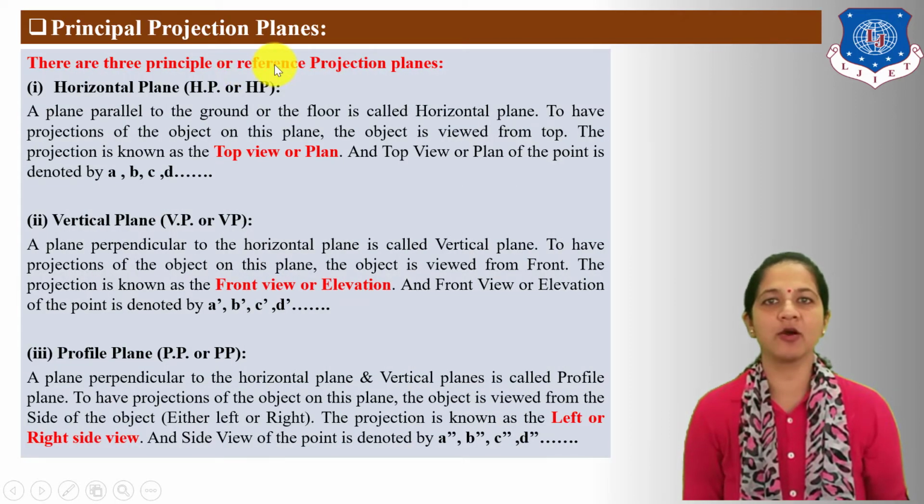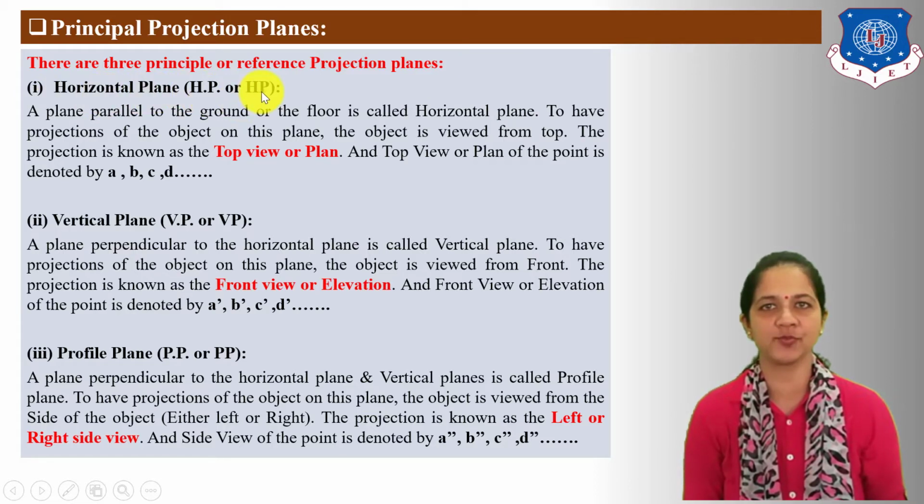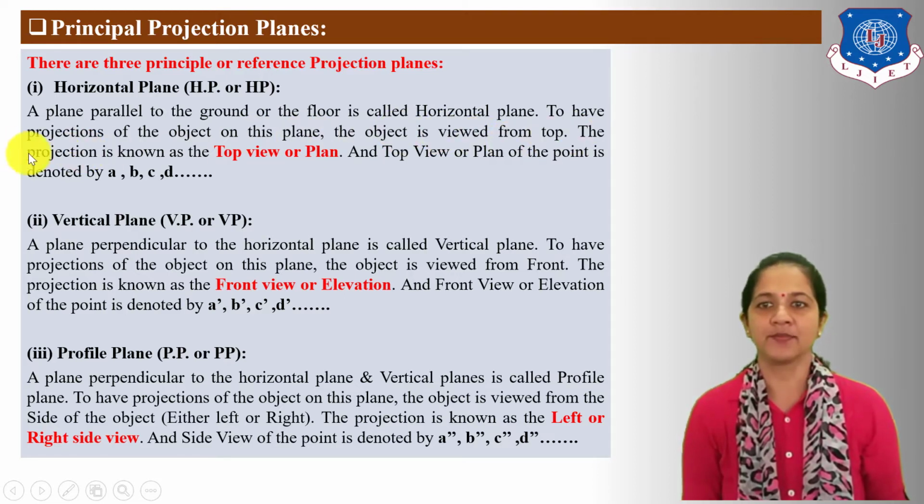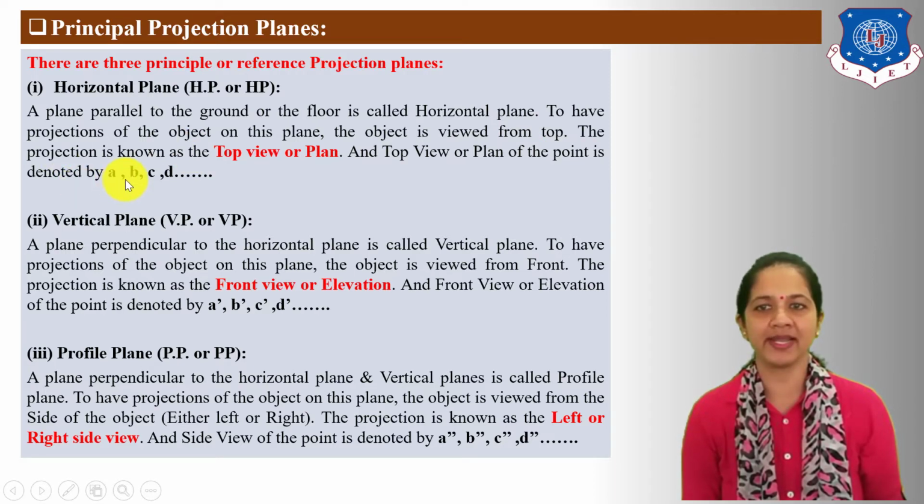There are three principal or reference projection planes. First, horizontal plane. It is denoted by H.P or HP. A plane parallel to the ground or the floor is called horizontal plane. To have projection of the object on this plane, the object is viewed from top. The projection is known as the top view or plan, and top view or plan of the point is denoted by small letters a, b, c, d.